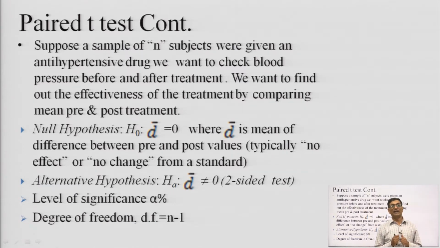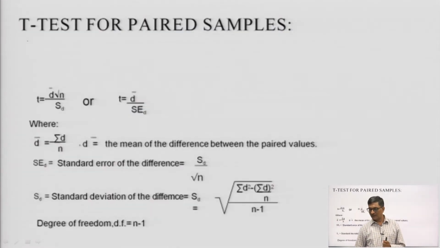The third step for the paired t test is the level of significance, alpha percent, and generally we take 5%, and for more precision we take 1% or 0.1%. The degree of freedom for the paired t test is equal to n minus 1, where n is the number of observations. For the paired sample, the test statistic t is equal to d bar divided by s by root n.